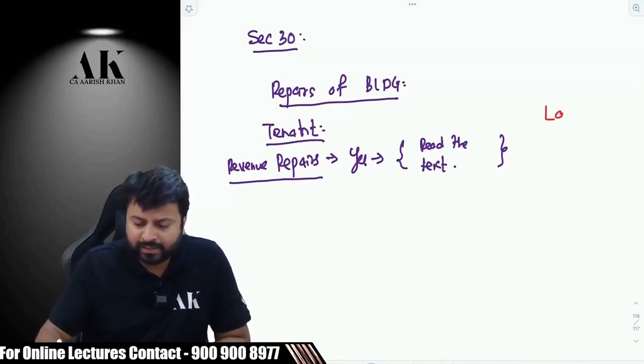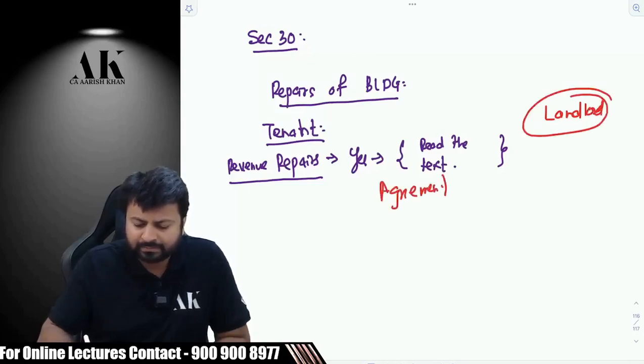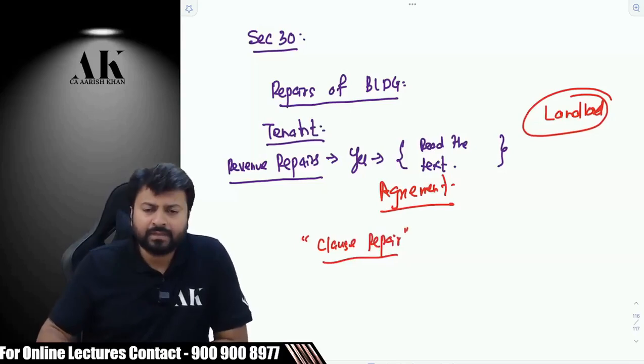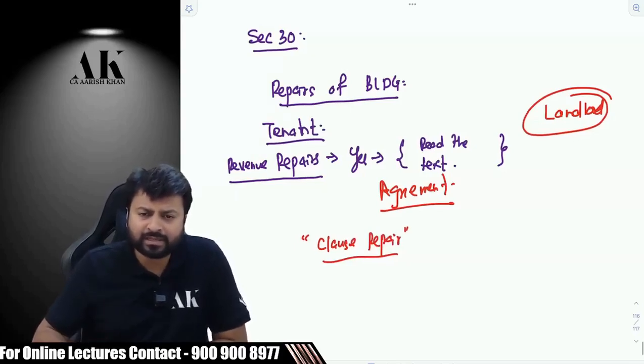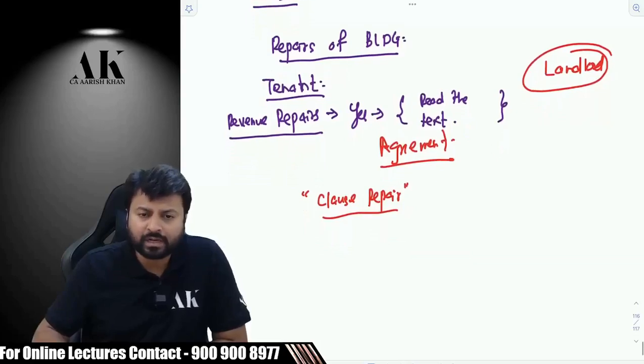There is a tenant and there is a landlord. Obviously, there is a lease agreement between both of them. Yes or no? In the lease agreement, there might be a clause. Clause with respect to what? Repairing. Will there be a repair clause or not in the deed? In the lease agreement, in case something happens, who is going to repair? I will repair or landlord will repair.